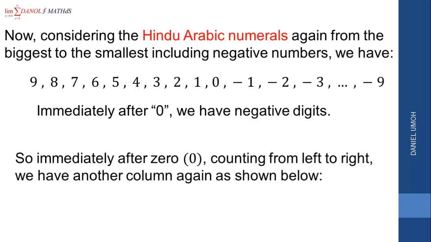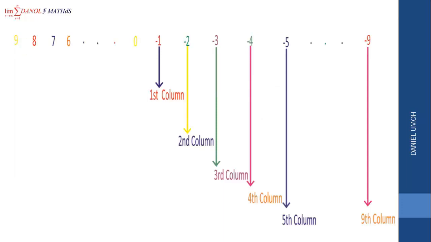So now immediately after 0, counting from the left to the right, we have another column as shown below. In the first lecture, we were working with the positive Arabic numerals. But in determining the place value of decimal numbers, we shall be using the negative Arabic numerals. So from the left to the right, you can see that -1 is the first column, -2 is the second column, -3 is the third column, -4 is the fourth column, -5 is the fifth column, till -9, which is the ninth column.